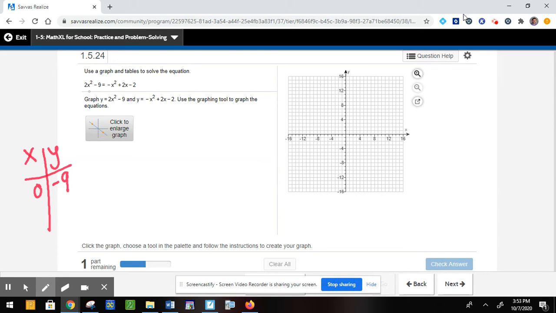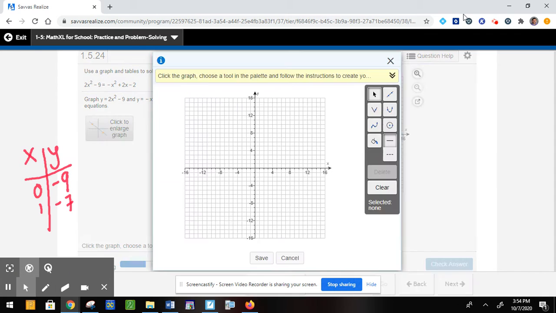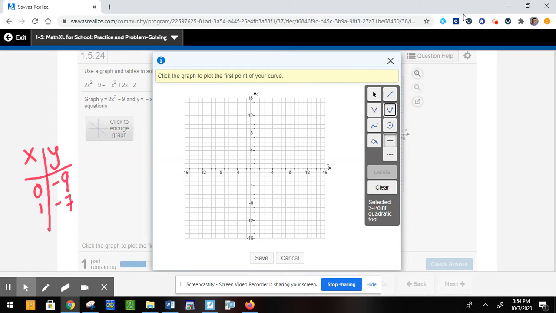So I'm picking an x value of 1. So if x is 1, 1 squared is 1 times 2 is 2. 2 minus 9 is negative 7. All right. So we'll go ahead and graph that. You're going to hit the parabola button. 0, negative 9 is here. And then 1, negative 7 is here.